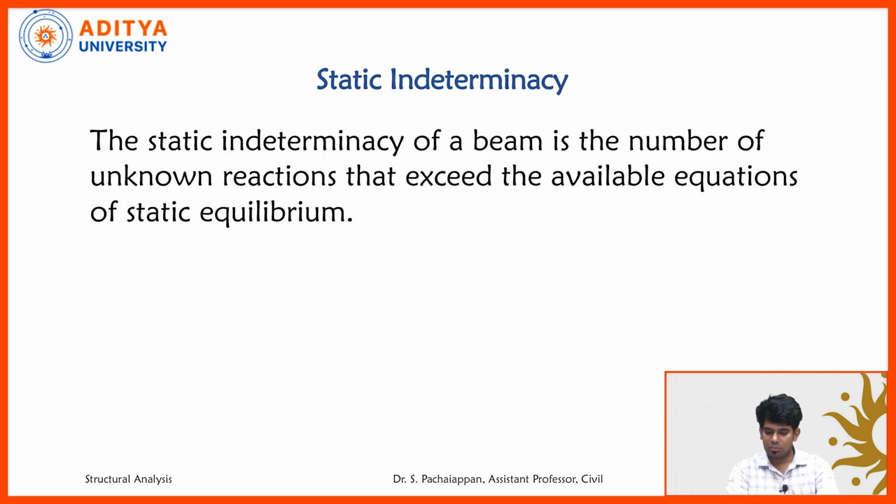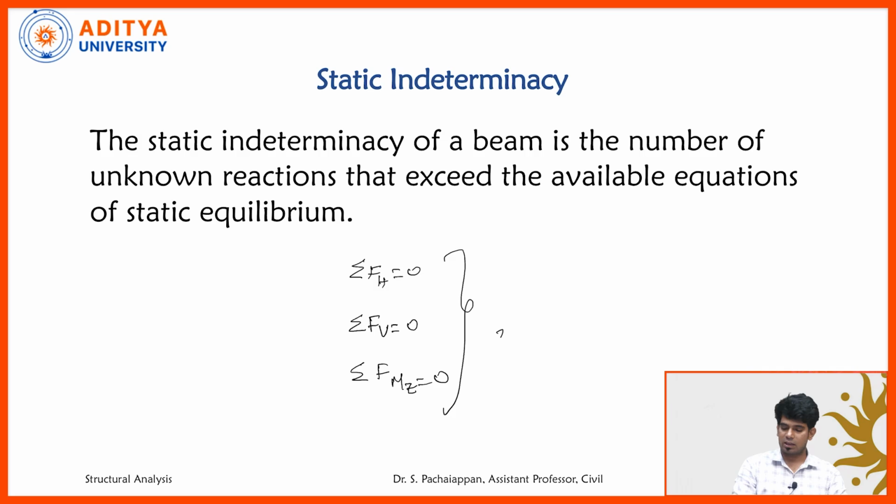In the very first lecture also we discussed the number of available equilibrium equations, that is 3. One is summation of all the horizontal forces equal to 0, summation of all the vertical forces equal to 0, and summation of moment at any point equal to 0. So how many equations are there? 3 equations. Any problem which we can solve by using these 3 equations alone is a statically determinate structure. If we are unable to solve a problem by using these 3 equilibrium equations alone, then it is called a statically indeterminate structure.